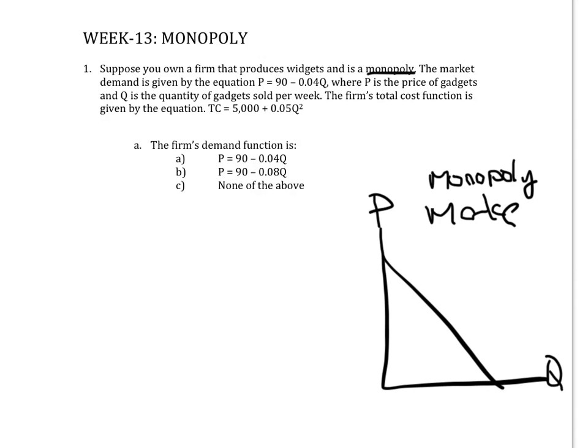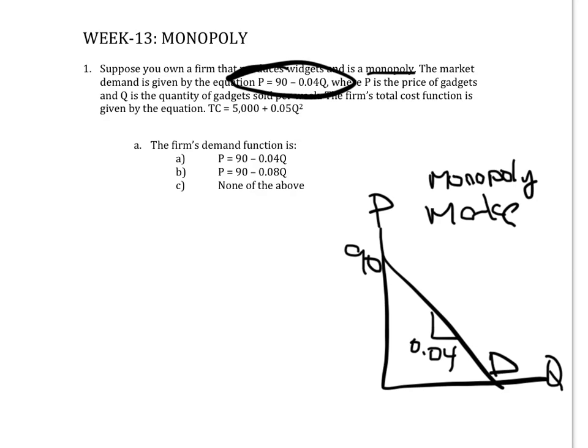And what is the demand function for the firm? Well, if the market demand is this, then that is in fact the demand that the monopoly faces. The intercept is 90, and the slope is 0.04. And this will be the demand for the monopoly, the actual market demand.